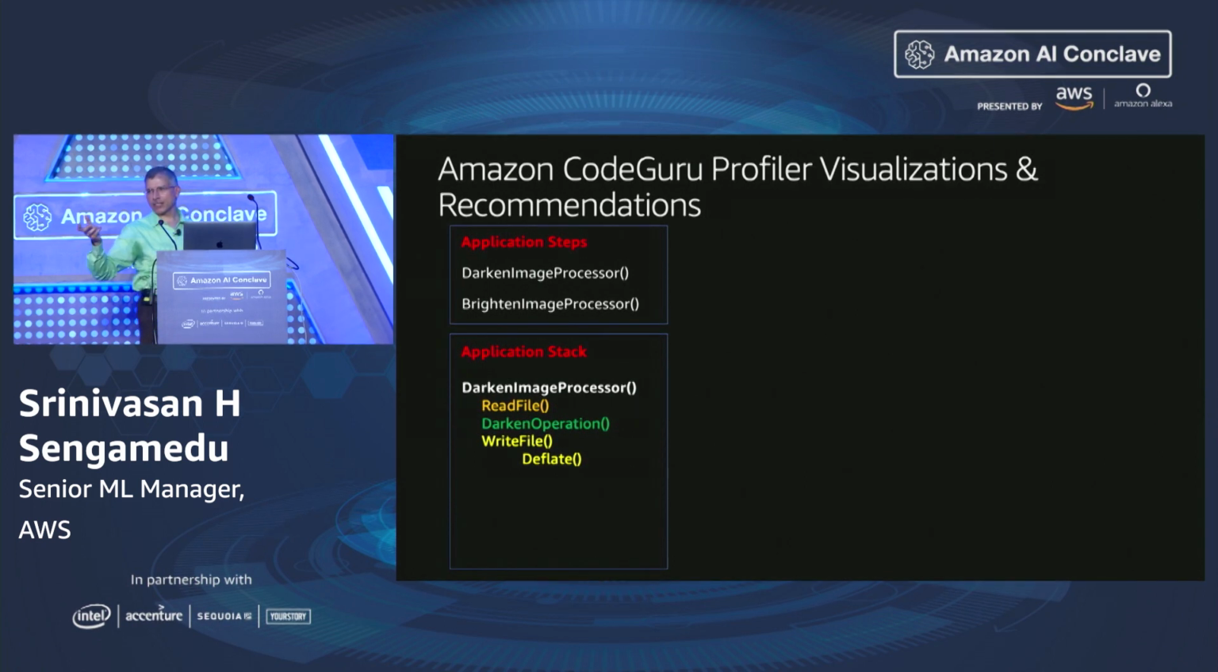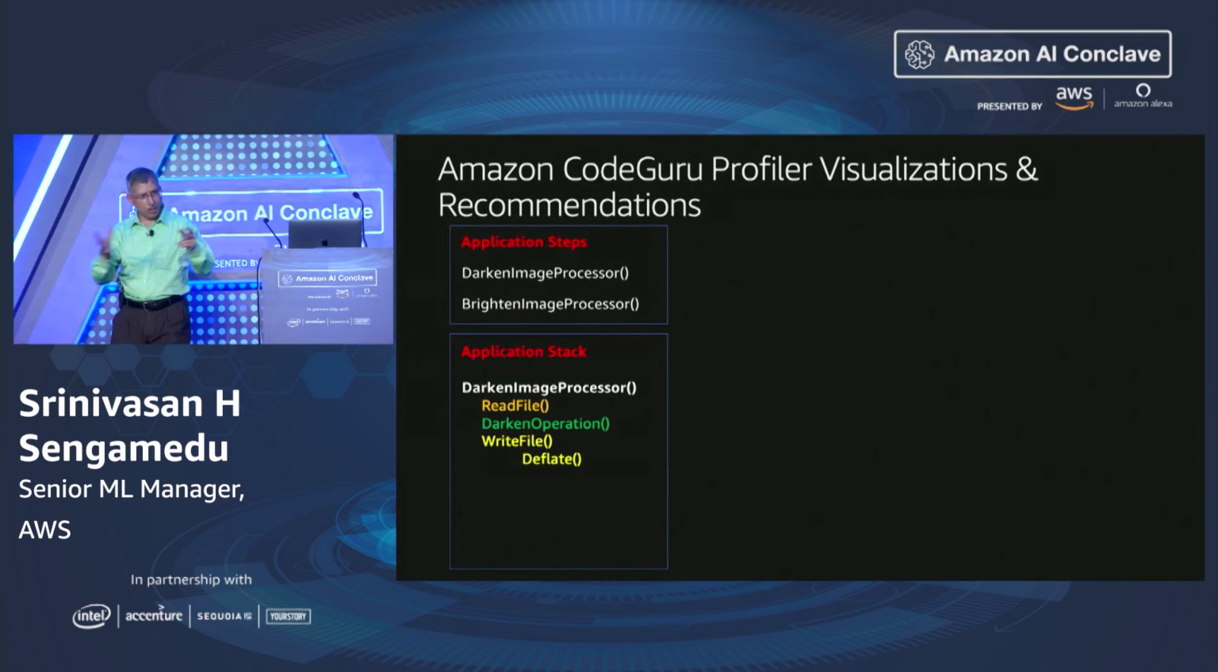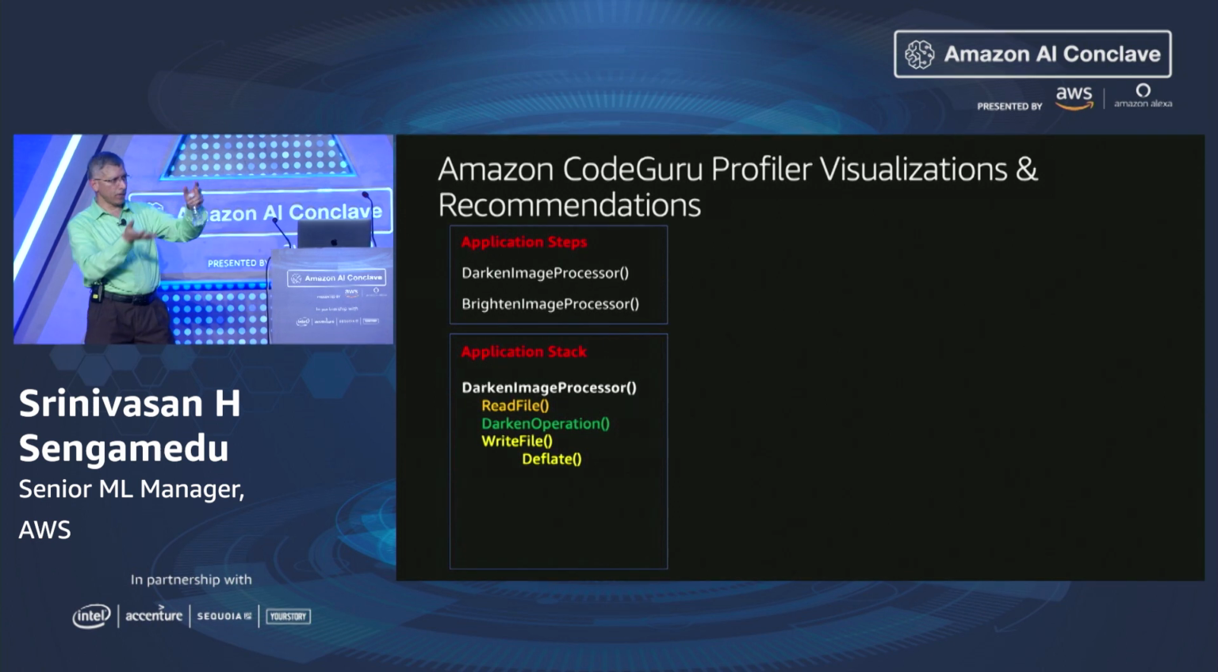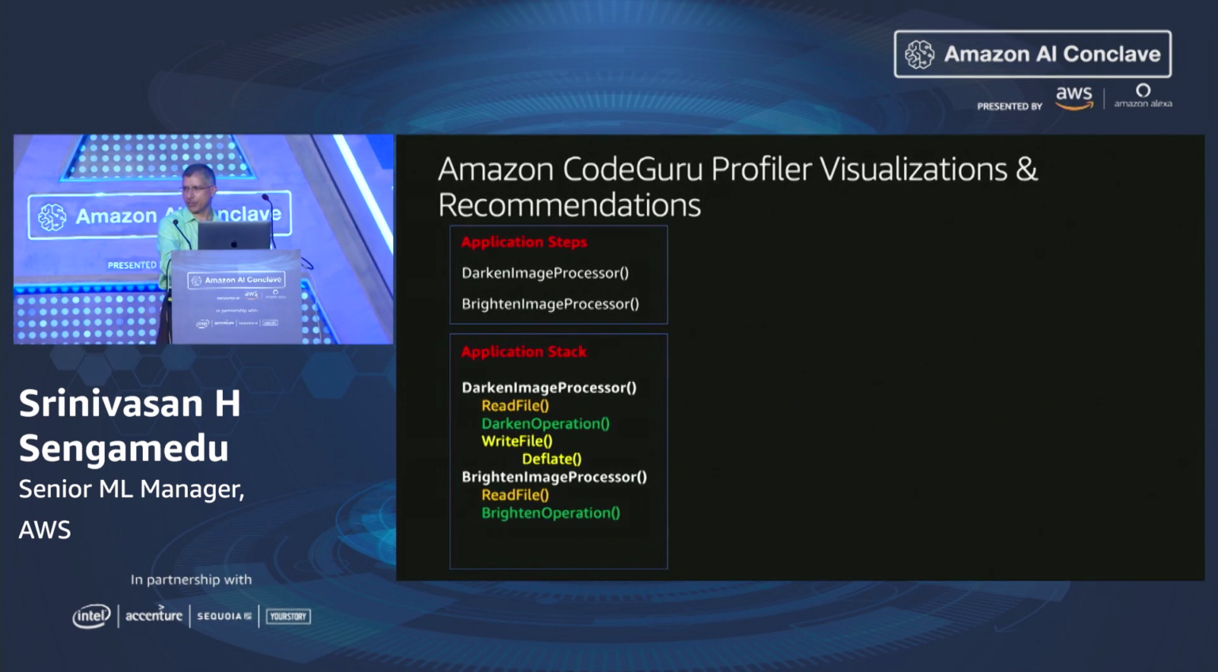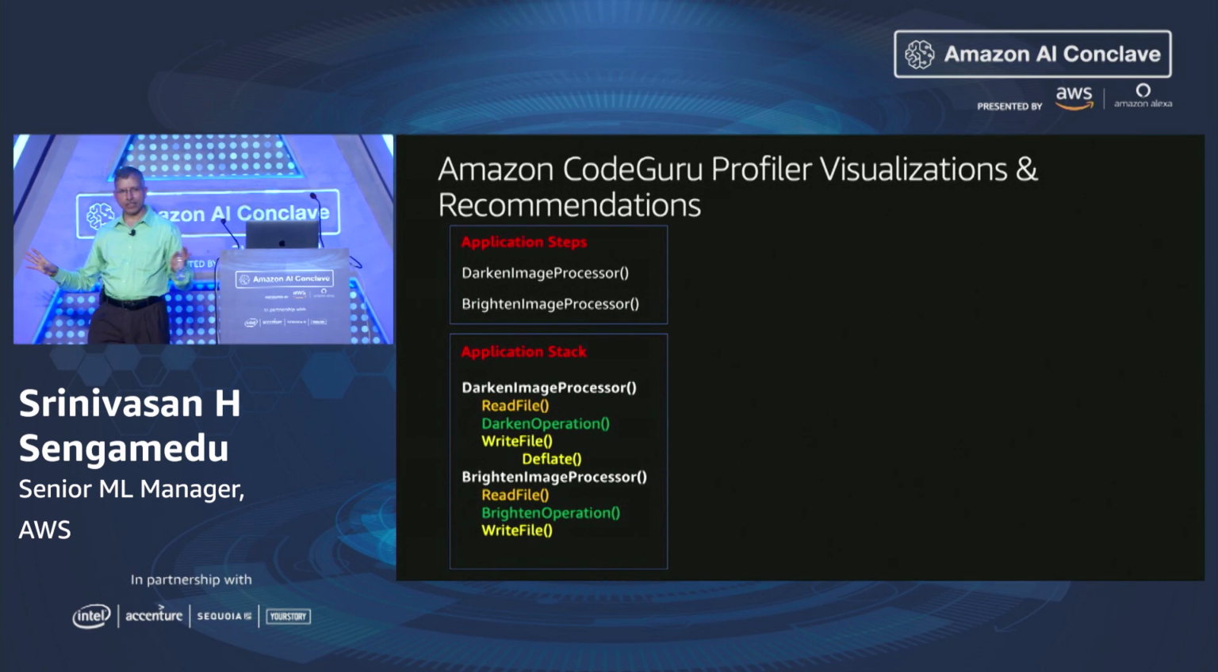Part of writing the results is actually doing the compression. So now you can say, okay, a single step can correspond to multiple operations, right? And the same thing happens to the brightening also. I think all of us can relate to this, right?